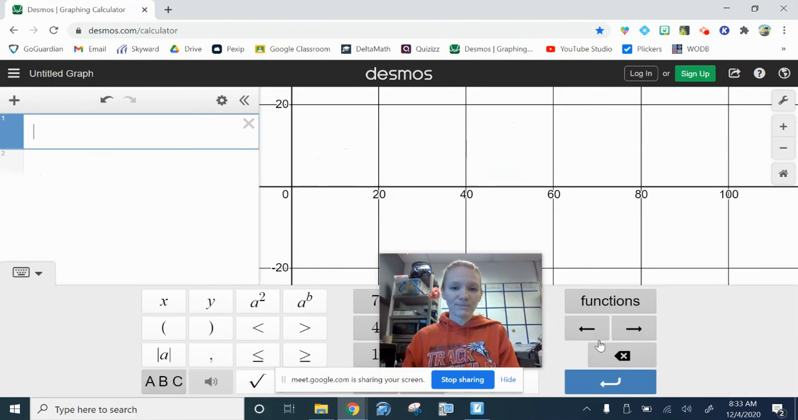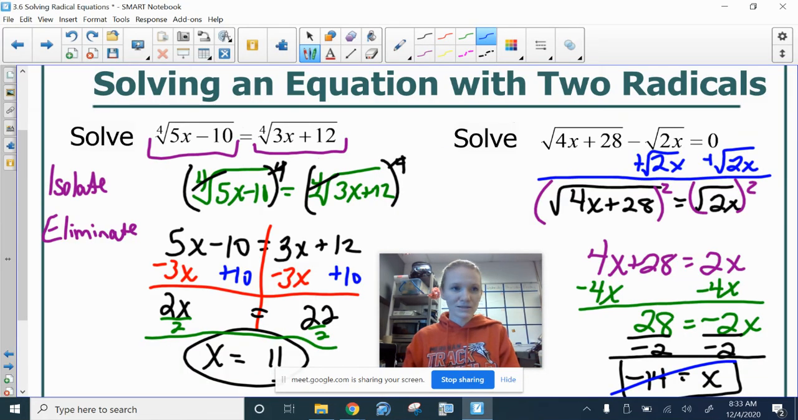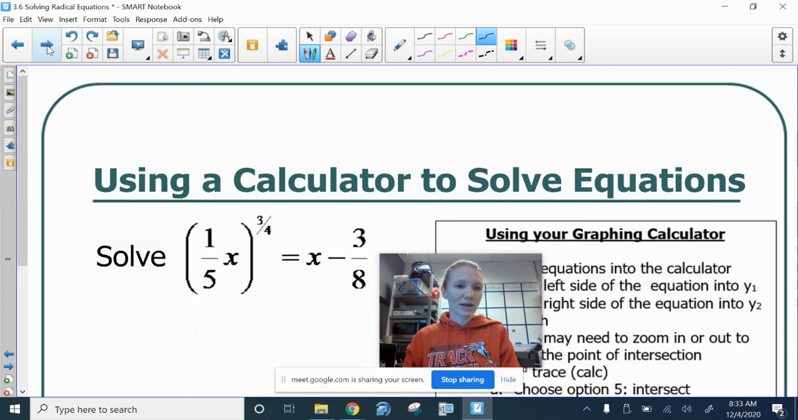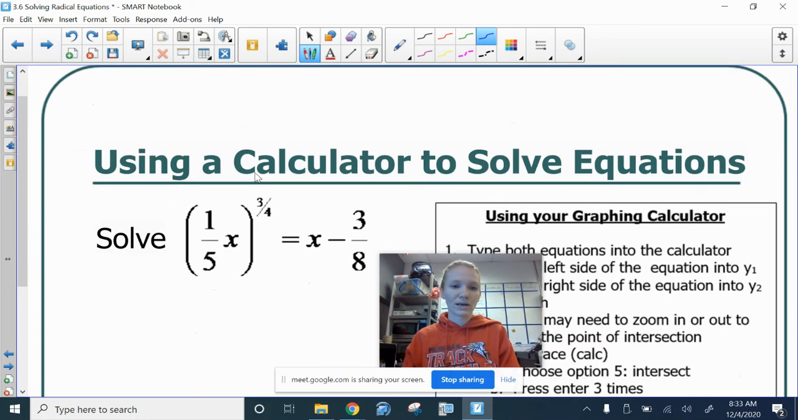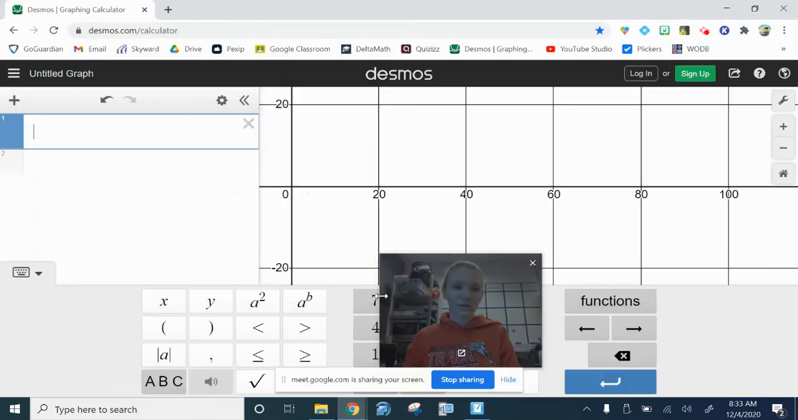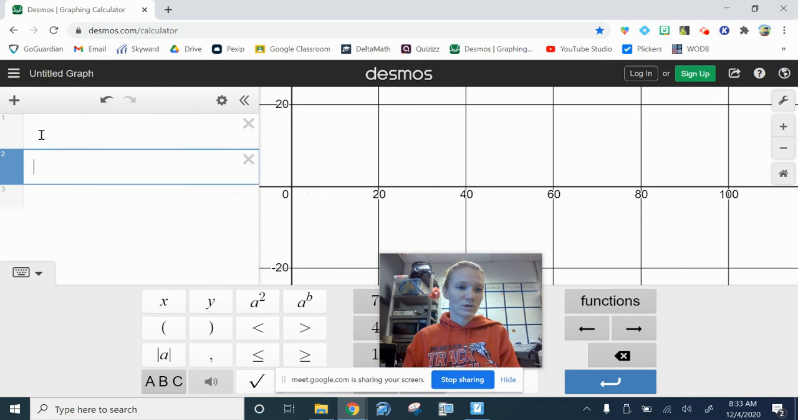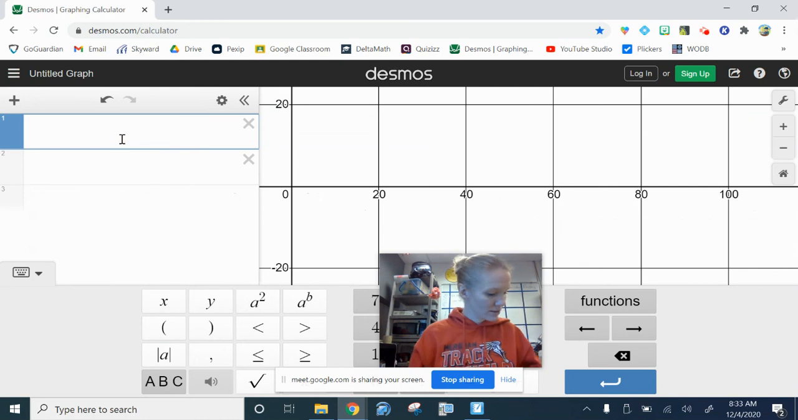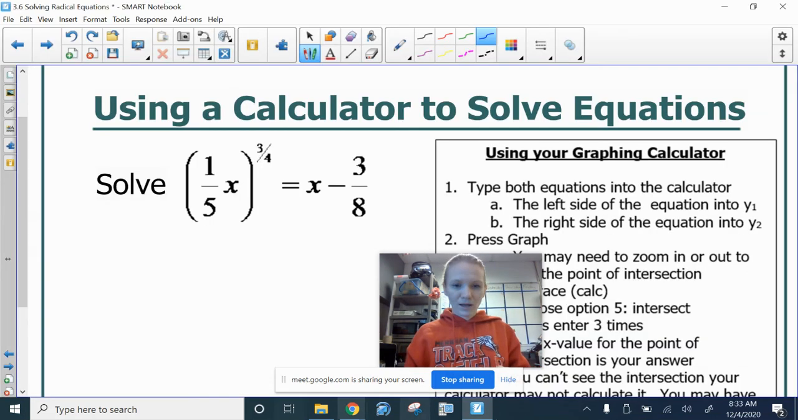So that's what the next part of our notes is, being able to do this in a graphing calculator. We're just going to use our Desmos calculator. It says type both equations into the calculator, y1, y2. On Desmos, we're just going to do our two equations here and here. So we're going to type the first one, which was, let me flip the page here. I'll make sure I have the right thing. Yeah.